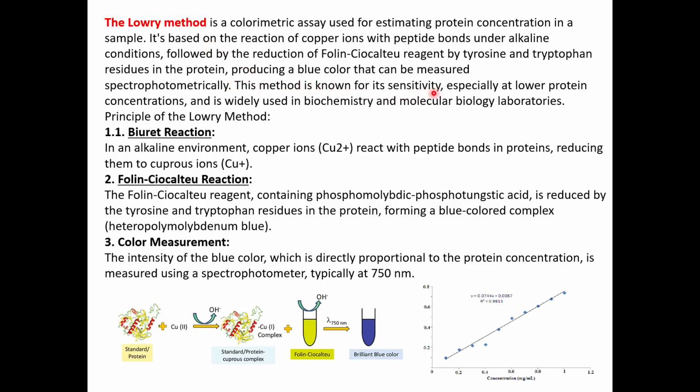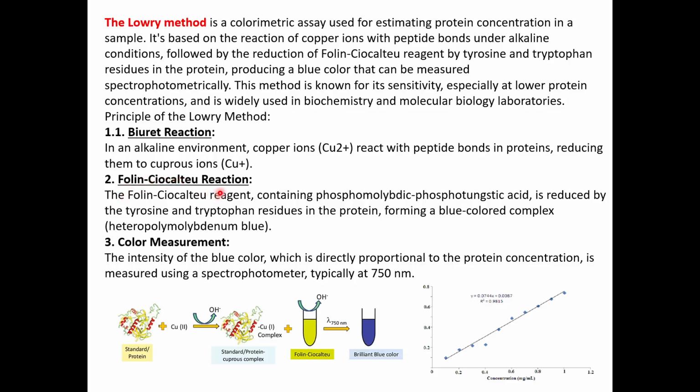This method is known for its sensitivity, especially at lower protein concentrations, and it is widely used in biochemistry and molecular biology laboratories. There are other methods also used for protein estimation, like the biuret and the BCA method. All of them more or less use the same principle. In the biuret reaction, in an alkaline environment, copper ions react with peptide bonds in the proteins, reducing them to cuprous ions. So Cu2+ becomes Cu+ when it reacts with the peptide bonds in the protein. This gives your color.